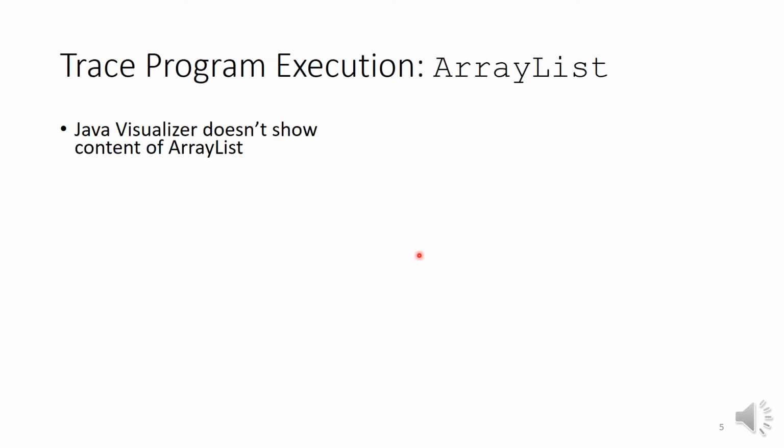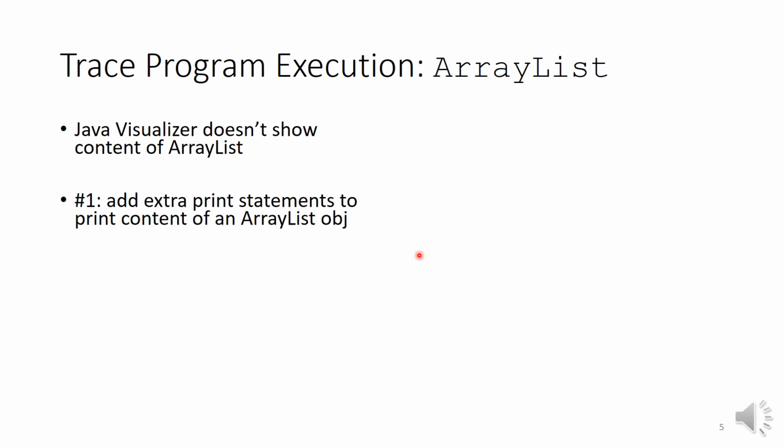It would be helpful to be able to see the elements in an ArrayList object when we trace the program execution. Be aware that Java Visualizer doesn't show contents of ArrayList. It just shows it as an object. To see the contents of an ArrayList object, you may add extra print statements to print contents in the program, as simple as this statement.